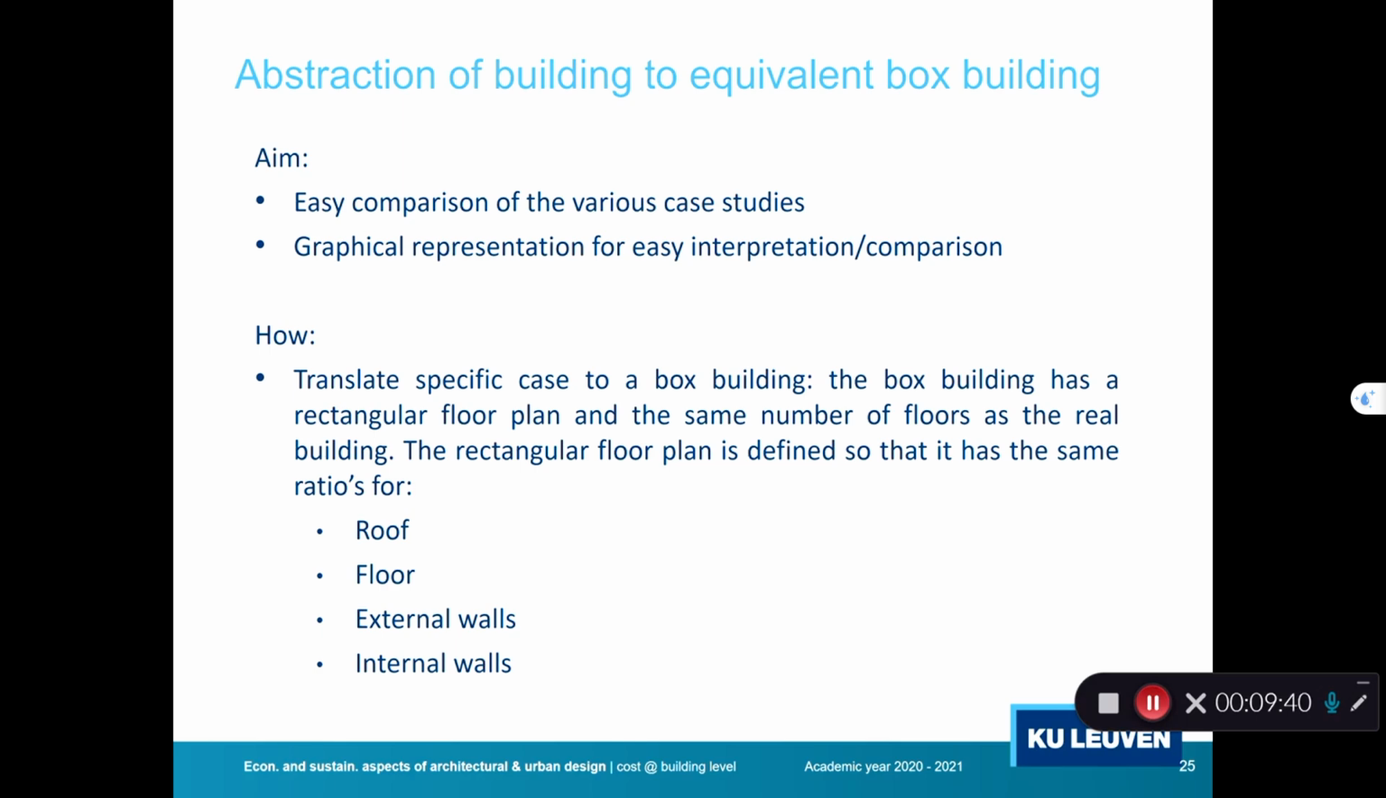We will define the rectangular floor plan, so the width, for example, and the depth, or the length and the width of the floor. We will define it in such a way that we obtain the same ratios for your real building and for the simplified box buildings for the roof, the floor, the external walls, and the internal walls.